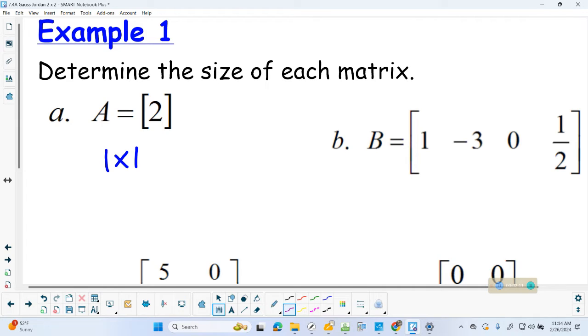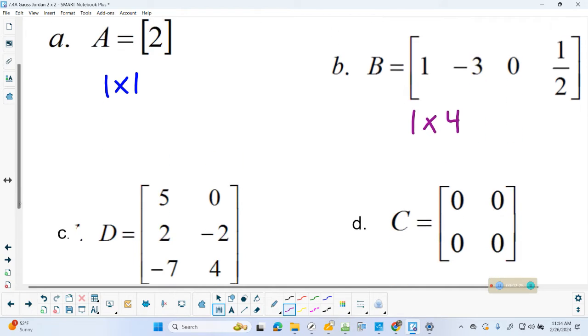All right, B. Going across, there's only one row. There are 1, 2, 3, 4 columns. So that's how you would give the size. Let me scroll it down. I need a bigger screen.